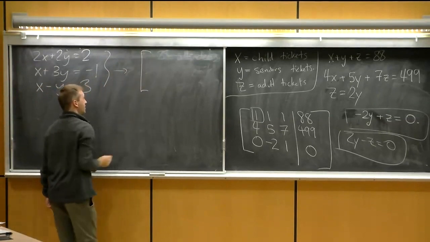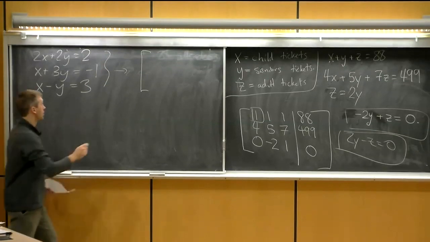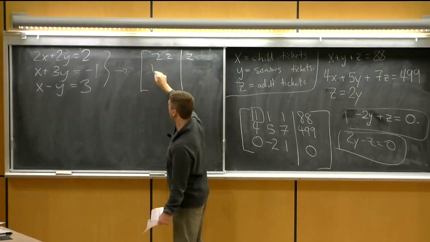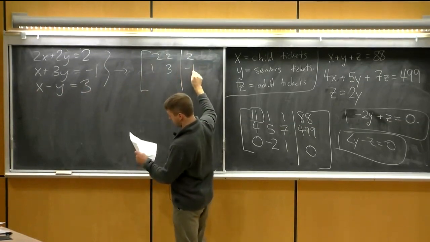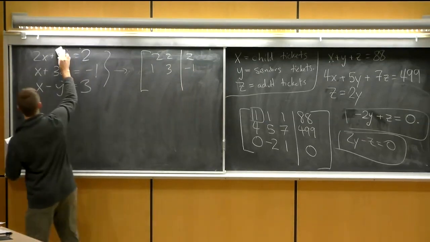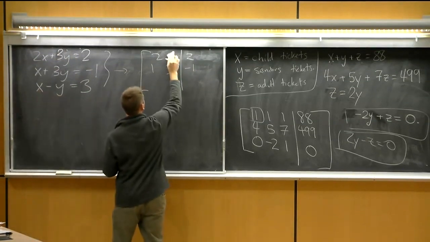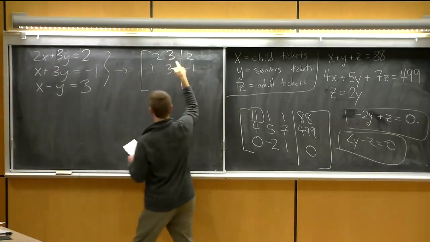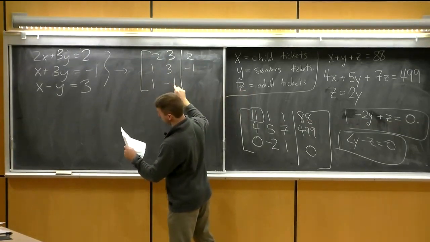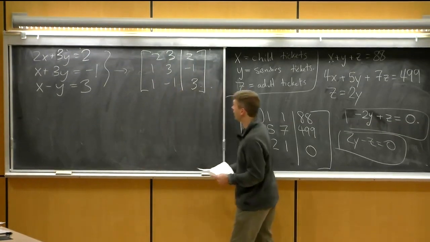So the first step is going to be just to write this as a matrix. So we got 2, 2, 2, 1, 3, -1. Or sorry, I wrote this down wrong. This should have been a 3 here. So 2, 3, 2, 1, 3, -1, and 1, -1, 3.